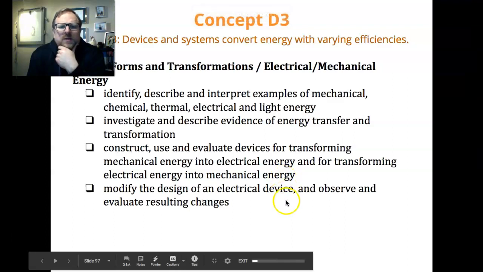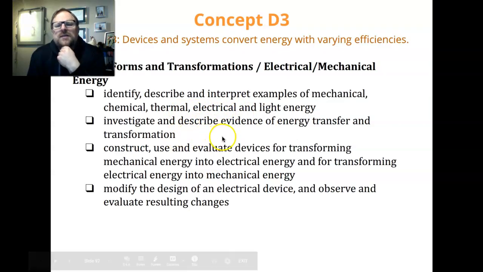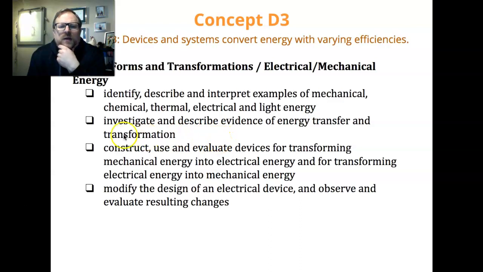So this is Concept D3. These are the outcomes that we're going to be covering. We're going to identify, describe, and interpret examples of mechanical, chemical, thermal, electrical, and light energy. We'll investigate and describe the evidence of energy transfer and transformation. We'll construct and use devices for transforming mechanical energy to electrical energy and for transforming electrical to mechanical.